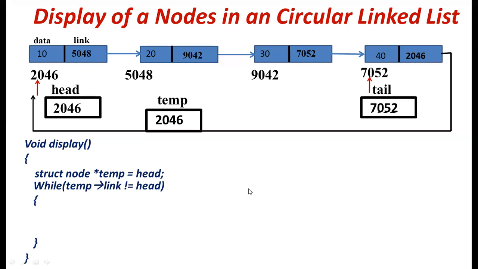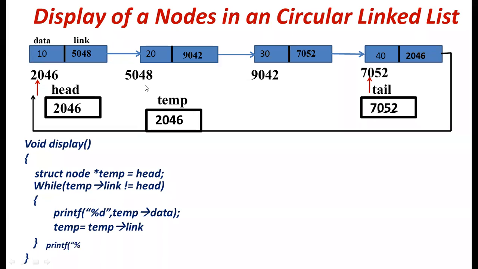So here, what is the temp to link? Temp value is 2046. 2046 to link is 5048. 5048 is not equal to head value. So what we are doing? We have to display this particular node data. So printf %d, temp to data. After that, what we have to do? We have to go to the next node. So temp is equal to temp to link.